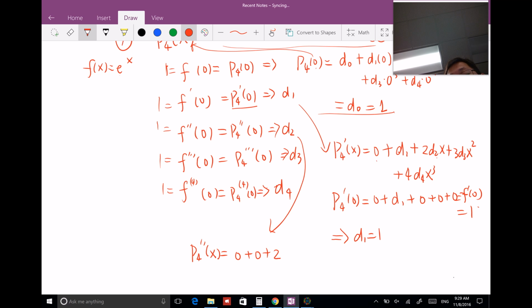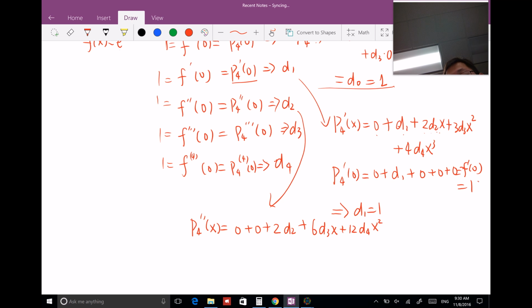So the derivative of d0 is 0. Derivative of d1 is 0. Derivative of 2d2x is what? Would that just be 2d2? 2d2. Very good. What's the derivative of 3d3x squared? 6d3x. Very good. And then plus 12d4x squared. Okay, so what do I need to do next? When we plug in 0 throughout the equation, we're just going to have 2d2 remaining. Yes, equals 1. So I can solve d2 equals 1/2.